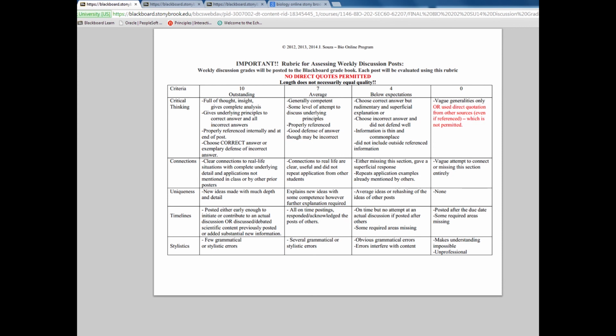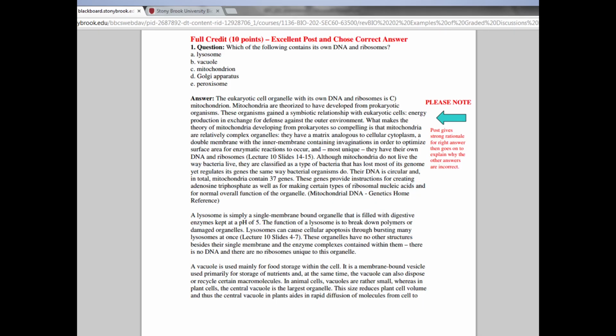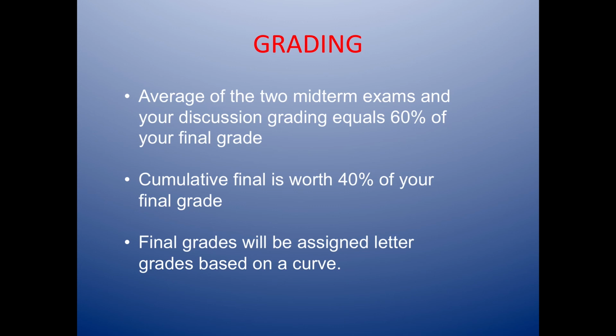This is the discussion board rubric. Make sure you understand it completely so that you know exactly what we're looking for on your discussion posts. We've also given you examples of graded posts so you can see examples of what we're looking for. The grading is the average of two midterm exams and your discussion board grading, which equals 60% of your final grade. The cumulative final is worth 40% of your grade, and then the final grades will be assigned on a curve.